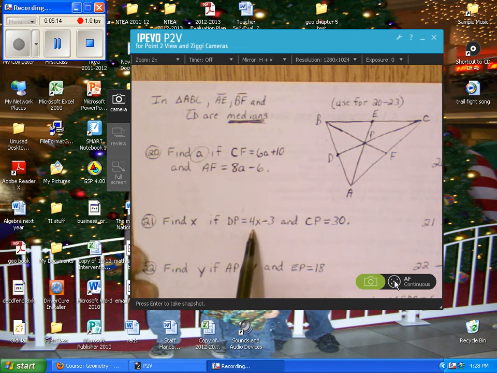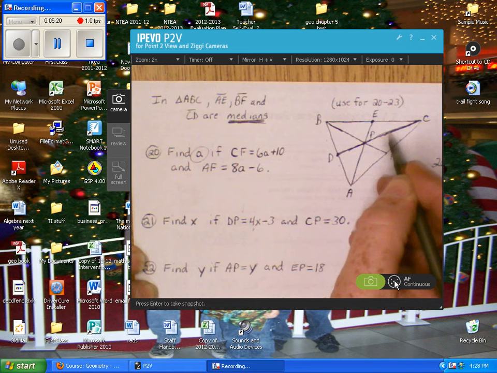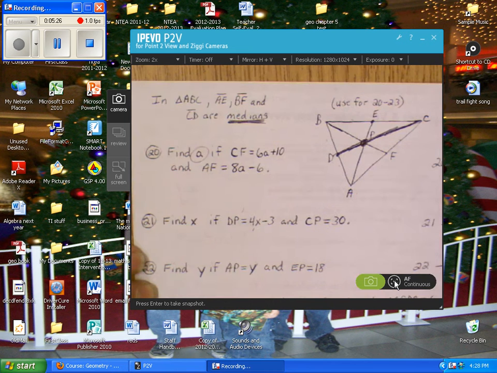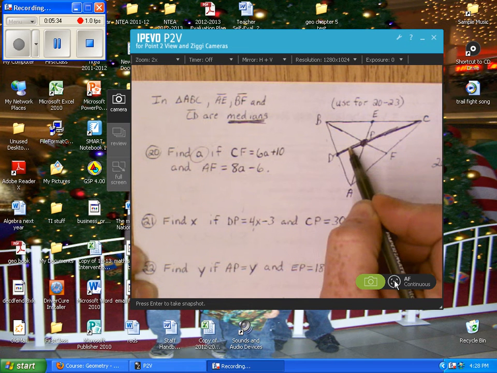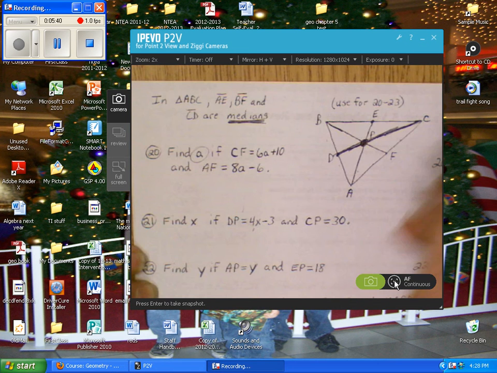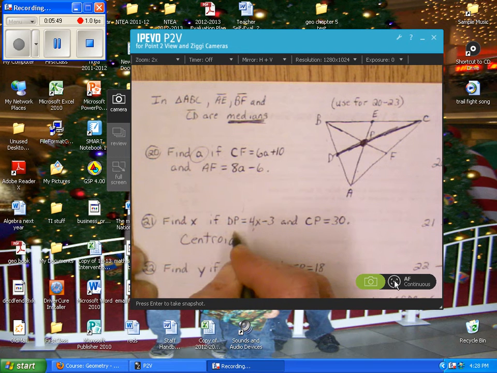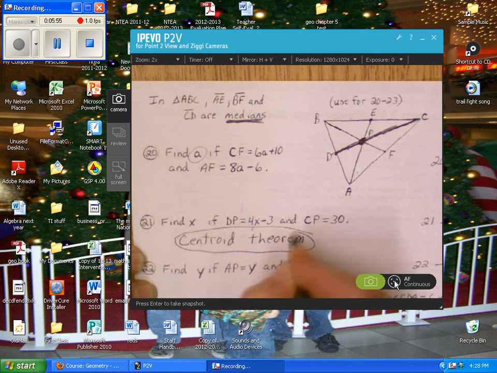Problem 21 deals with this segment going down through the middle of the triangle here. Well, if that's a median, you know something special about point P right there. And if point P is that special point, you know something about how segment DP is related to segment CP. So on this one, you're using the centroid theorem.